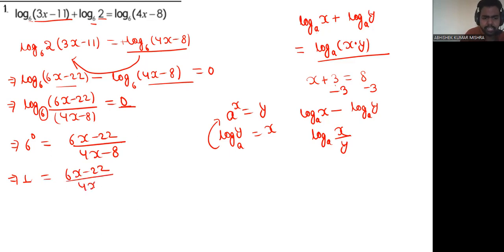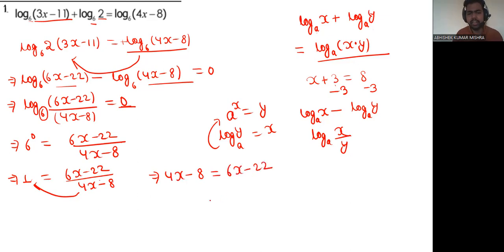Now I can cross multiply. I can send this part to the other side. This is in division; on the other side, it will become multiplication. So I can write 4x minus 8 is equal to 6x minus 22. And now how can I solve this one? I can bring x to one side and all the constants to the other side.